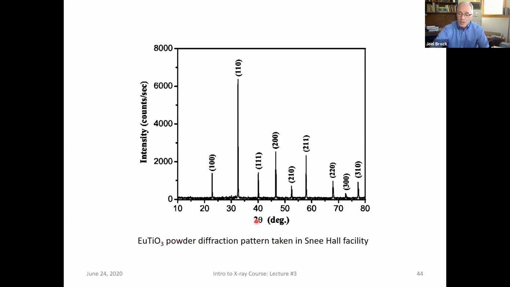You see it's usually plotted as a function of 2 theta. And here's the 100 peak, the 110, 111 in the indexing and so on. From these intensities, we can then work back and get the structure factor.